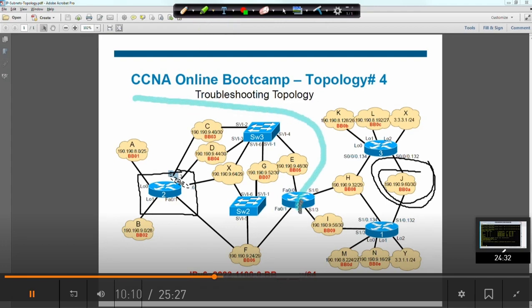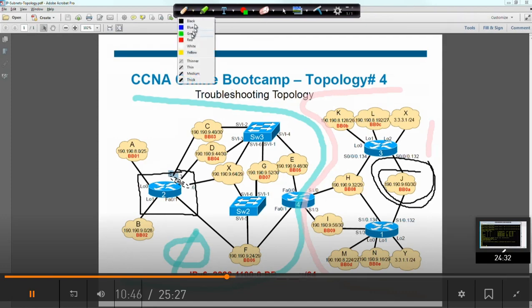Everything on this side, remember, was in area 0. And everything on this side was in area 1. At this point, if you can't figure out what type of LSA Router 2 will have about network J, you seriously need to restudy your OSPF. He's going to have that as a type 3 summary LSA.